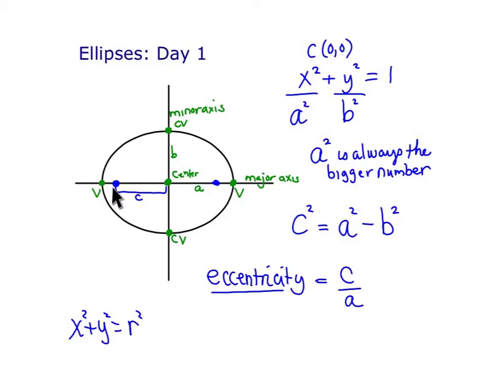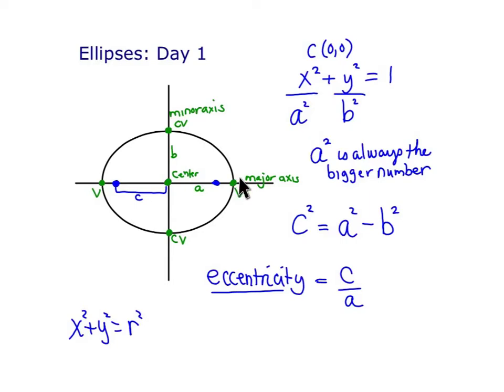Okay, so here with a center at (0, 0), this is the general equation of an ellipse. So I have x squared over a squared plus y squared over b squared equals 1. a squared is always the bigger number. And whatever the bigger number is under, that tells you the major axis. So because a squared is under x squared, x is the major axis.